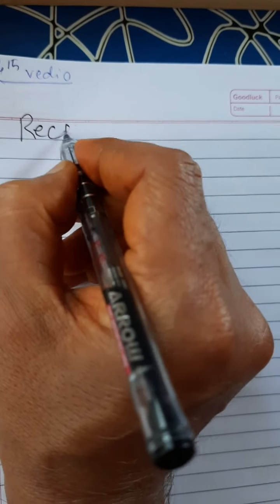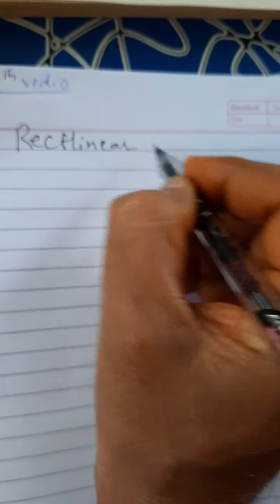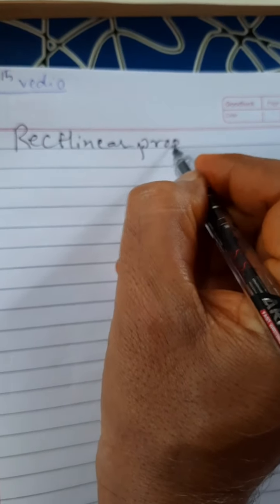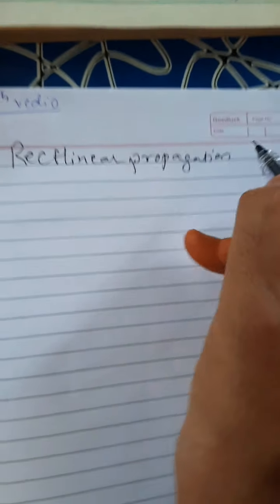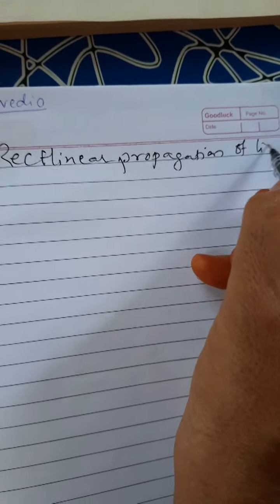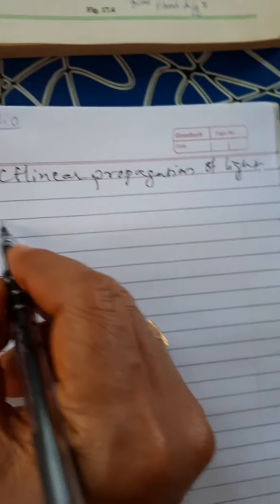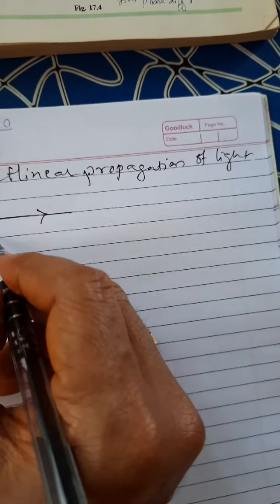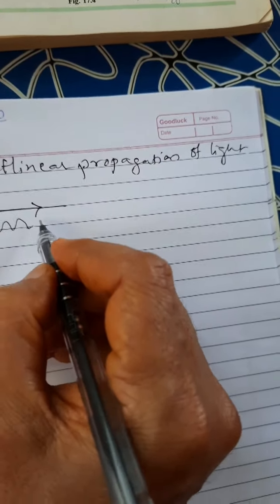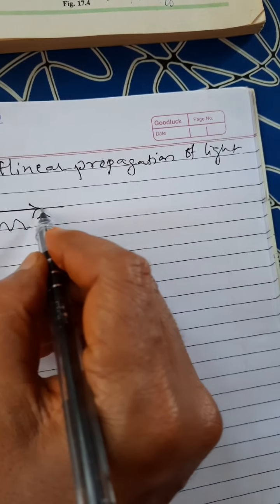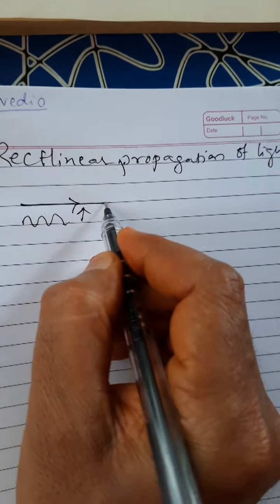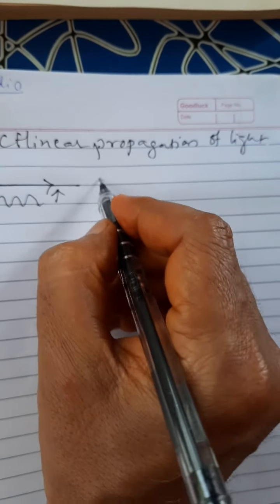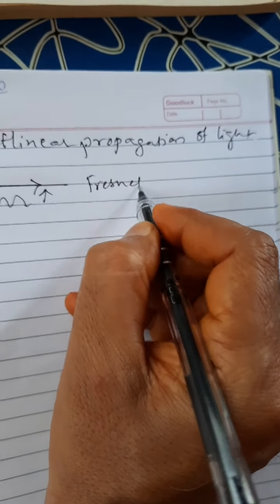See this, our aim is to study rectilinear propagation of light. Even though light is moving in the form of a wave, it appears as if light is traveling in a straight line. That we have to explain, and this is Fresnel's explanation.